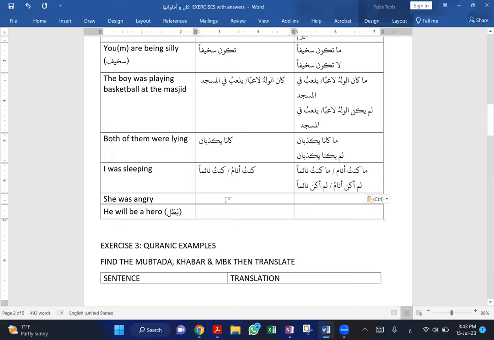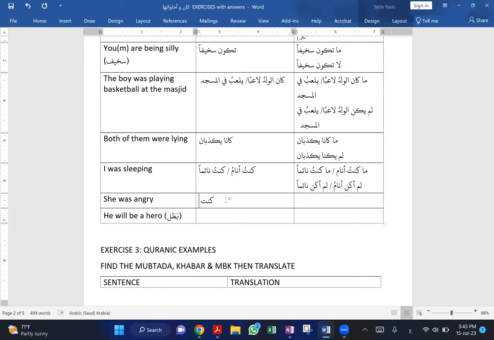Now again, another example. She was angry. Kanat ghadibatan. When you have a ta marbuta, you don't put the alif, you don't write it like this. So if you have a ta marbuta, just put the fathatain, like muslimatun, muslimatan. Kanat, put a sukun here so that we can differentiate it. Kanat ghadibatan. How do I negate that then?